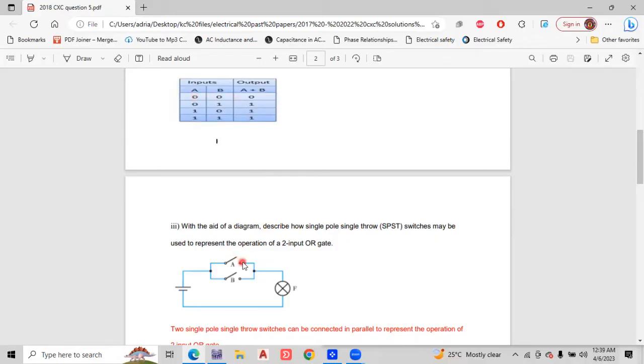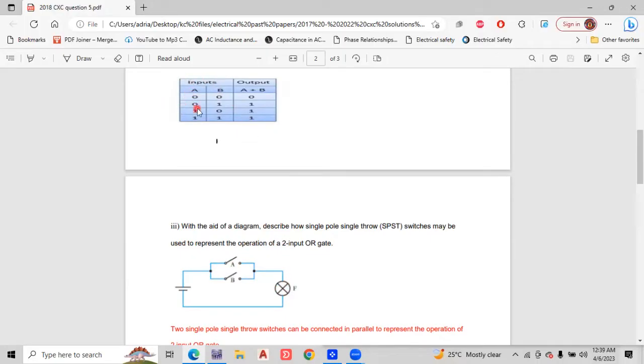On the circuit where the switch is, low would mean that the switch is open. For B, it's also low, so it means that the switch B here would be open. So no current will be flowing through the circuit and the lamp would be off.